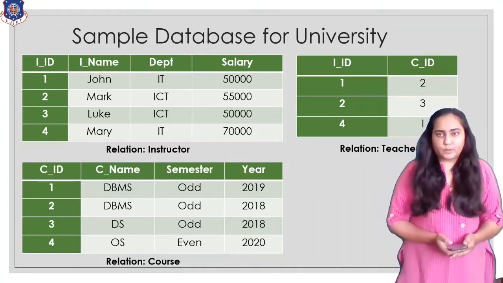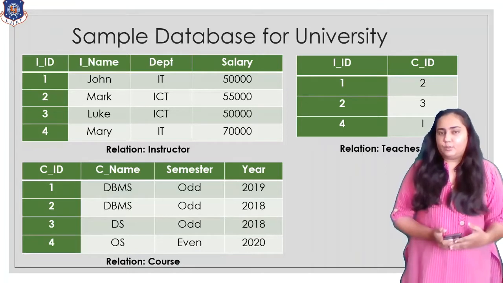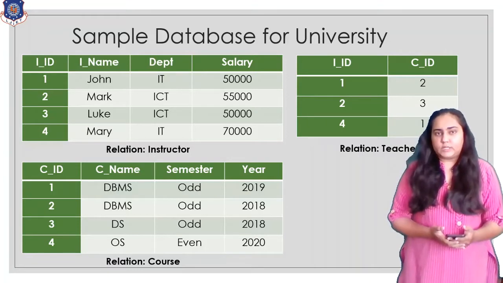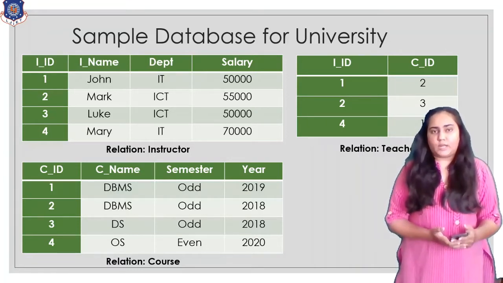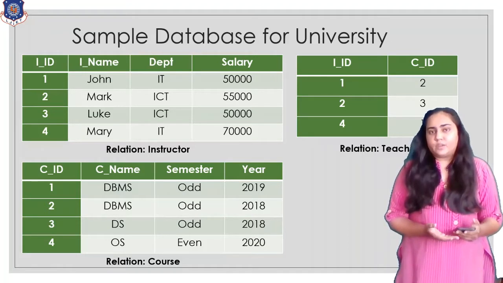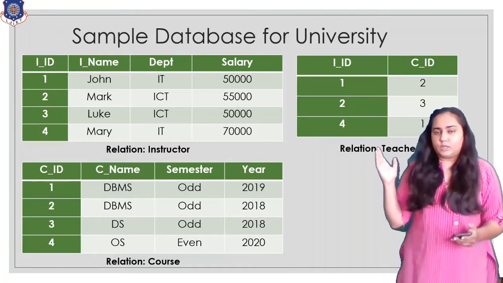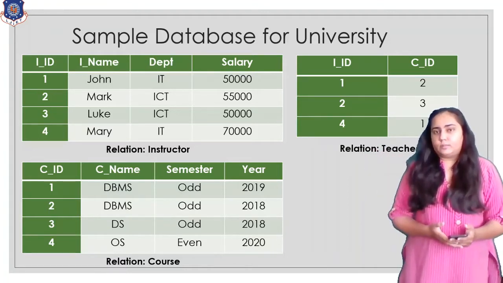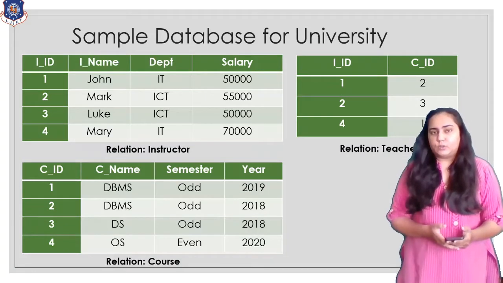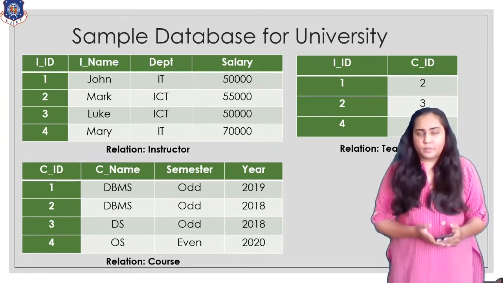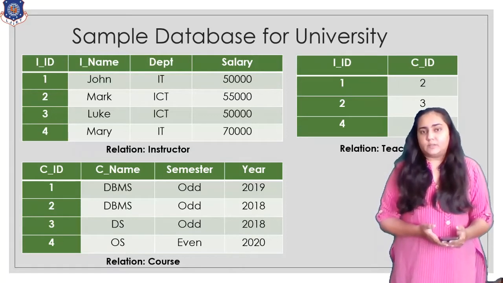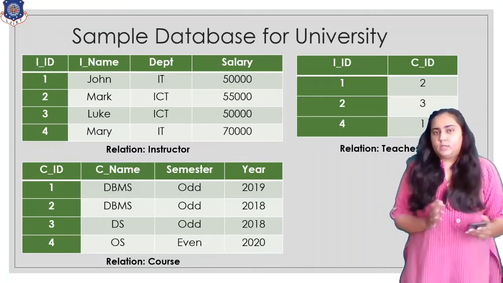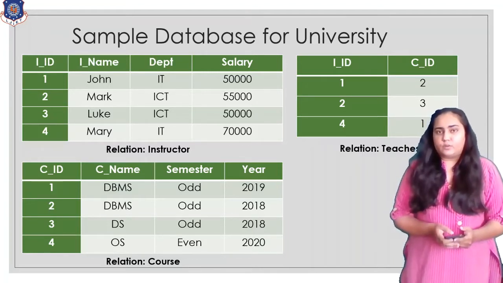So from the teachers table, you can get the information. For example, the first row shows 1 for instructor ID. You can go back to the instructor table and check that 1 is for John from IT department. And then you can further look at the course ID, which is next to John's ID, and you can see that it is 2. So you can conclude by looking at the course table that John taught DBMS in odd 2018. So that's what this database is about. It's a very small one with only 3 tables.